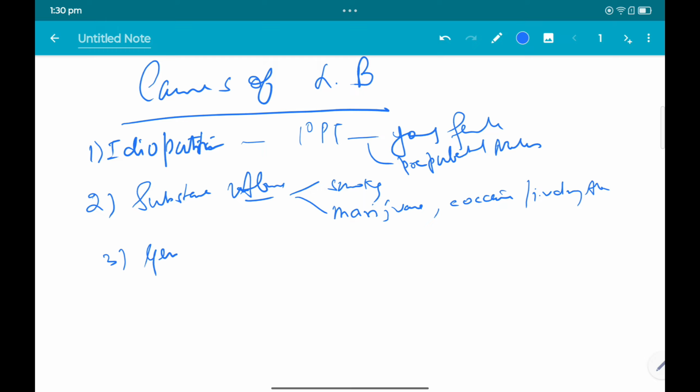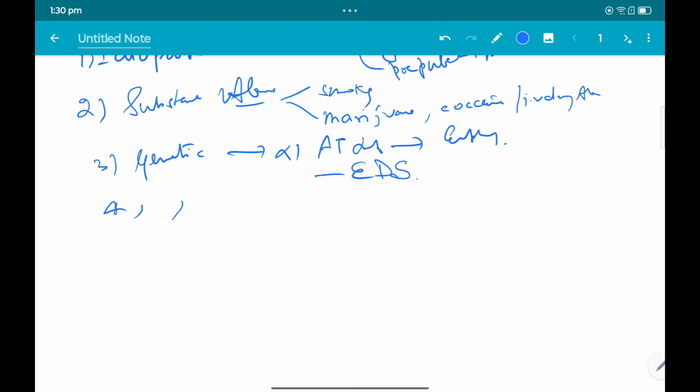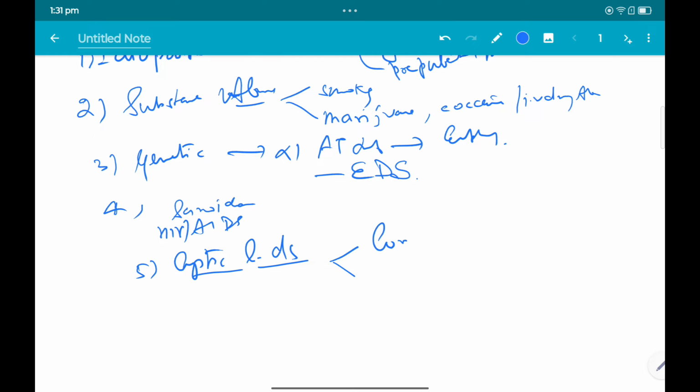Third cause is genetic, due to alpha 1 antitrypsin deficiency. It will be associated with emphysema then. Genetic predisposition in cases of Ehlers-Danlos syndrome, you already know. Fourth is inflammatory causes like sarcoidosis. Cystic lung diseases can also be associated with bullae. Congenital like sequestration, CPAM, and acquired in cases of traumatic or cystic fibrosis.